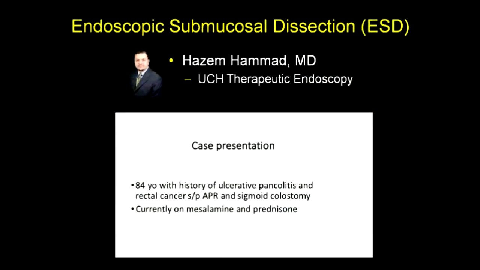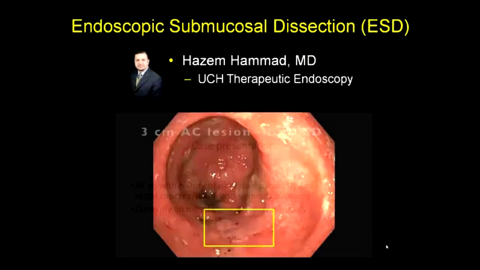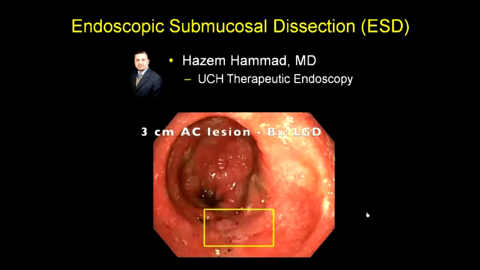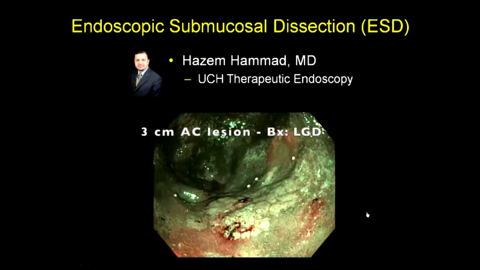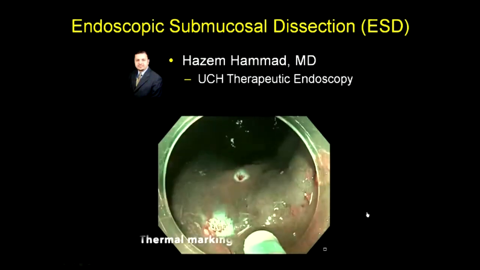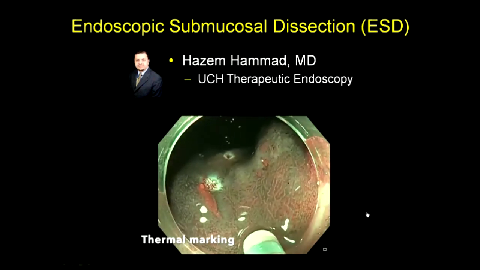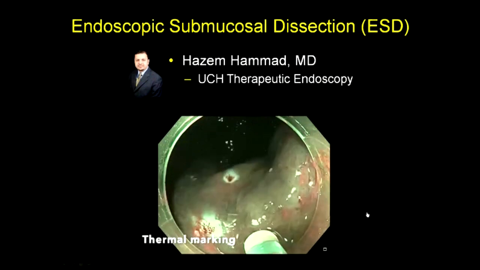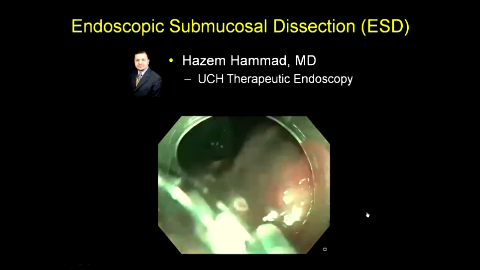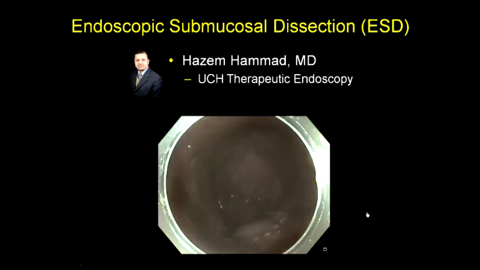Importantly, let's see if this works. We have somebody at University of Colorado, Dr. Hazem Hamad, who is doing some really neat stuff with colonoscopy. So here we have a 3-centimeter lesion in a patient. He's doing something called endoscopic submucosal dissection, where he's going to mark this lesion with these little spots around the entire perimeter to know where he's going to work.